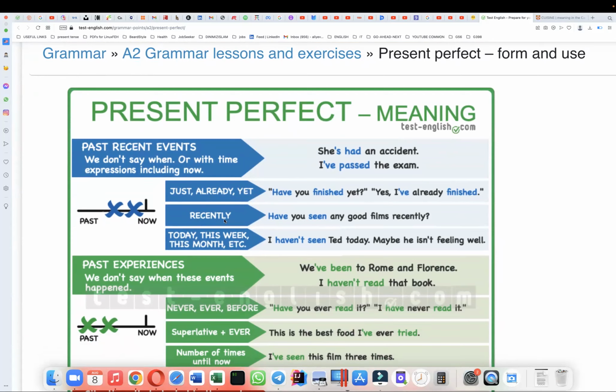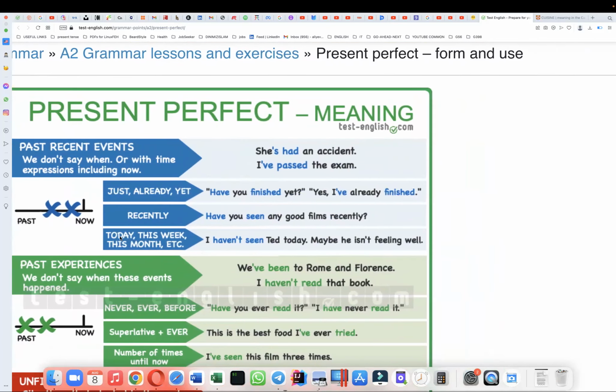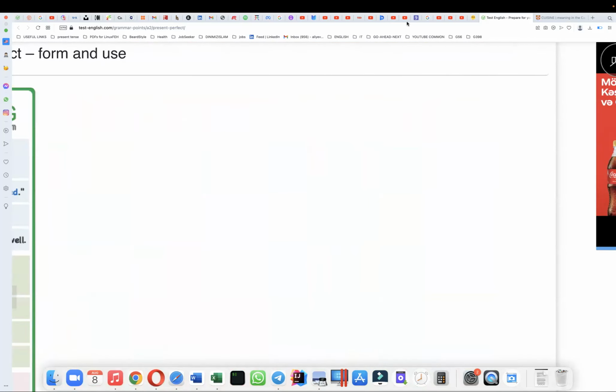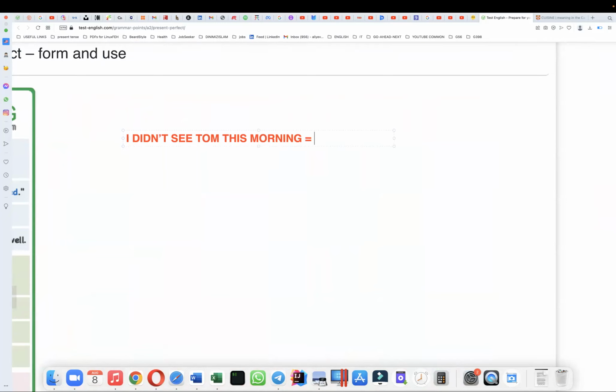So let's discuss the third part: today, this week, this month, this year, this century. What do we use with the present perfect? So easy. I'm going to ask you a question so you understand. I didn't see Tom this morning. So this is the past simple. I haven't seen Tom this morning. The present perfect. So when we use this morning, this afternoon, tonight, today, this week, this month, this year, we use the present perfect.